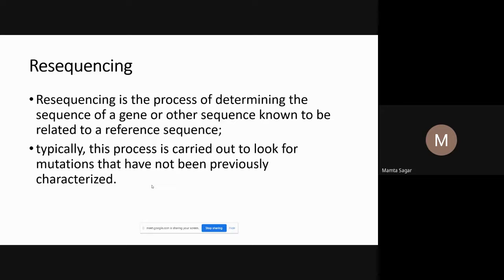So always in the comparison we have two: one is the reference sequence and one is the unknown sequence that can be compared to this reference sequence.